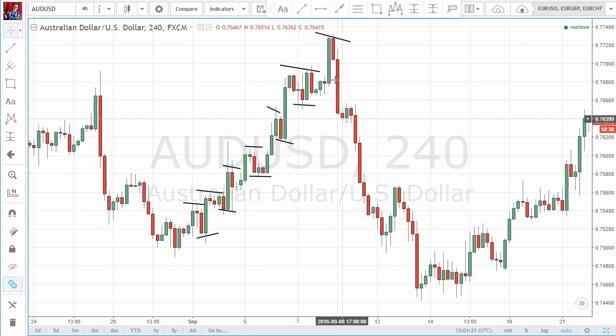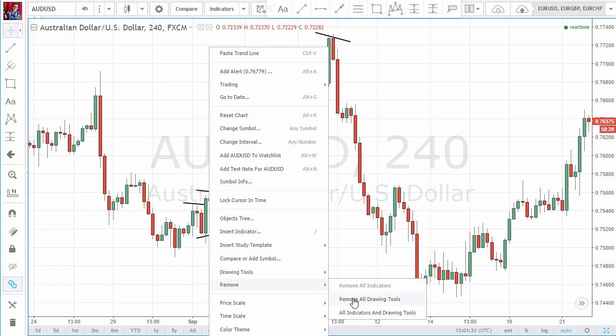Later we will see that just by looking at those highs and lows, we can already gain a lot of information about what is happening here in the price structure, in the market structure. So let me just get rid of that.